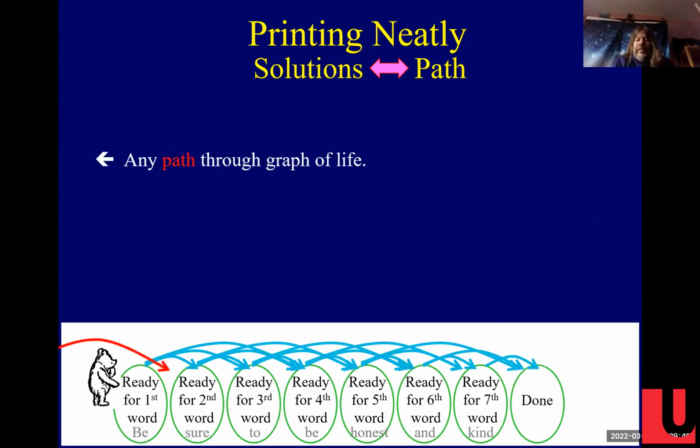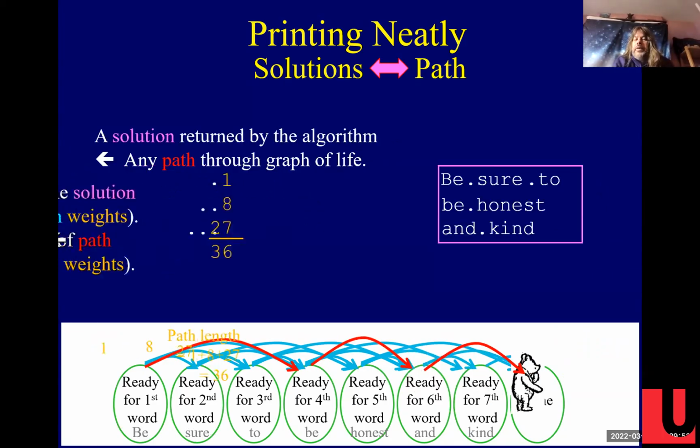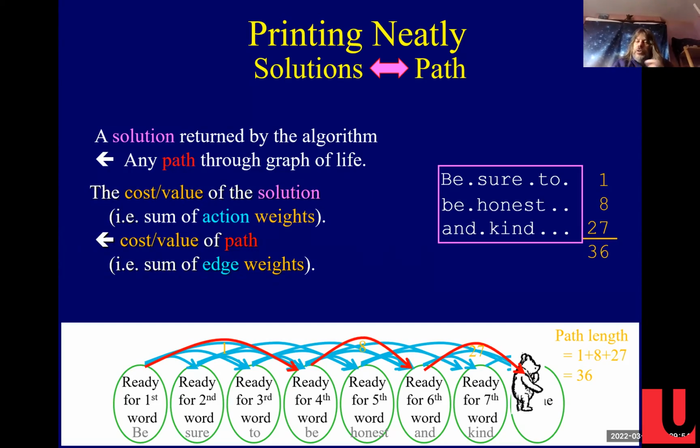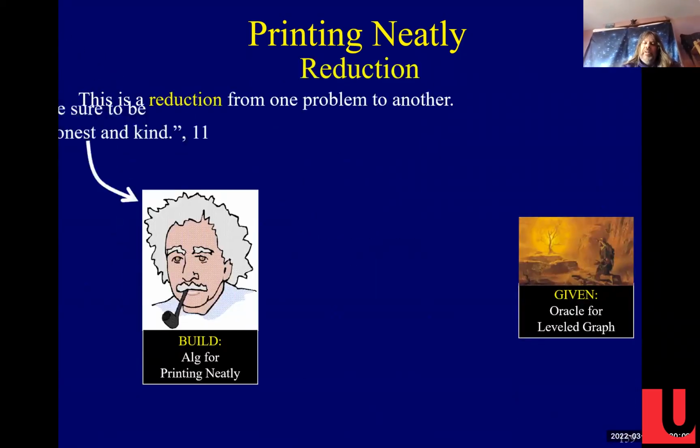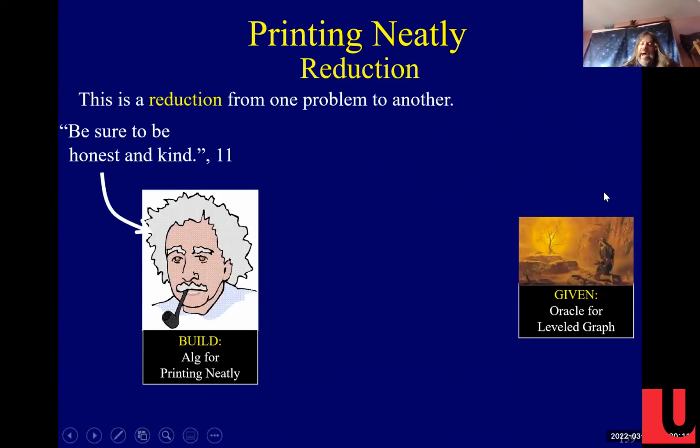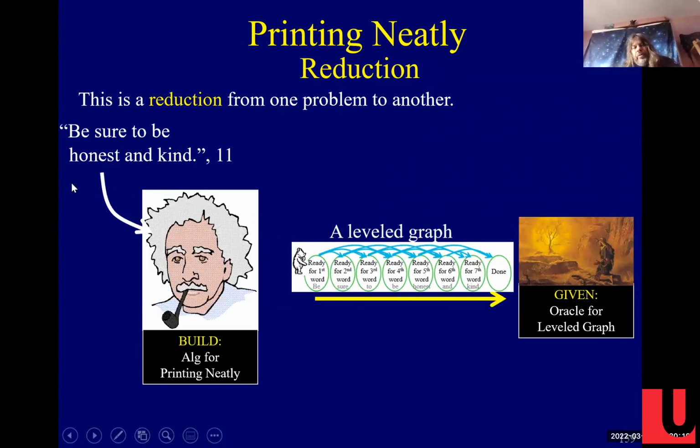And similarly, any path you take will correspond to a solution with the cost. So there's a one-to-one mapping between possible solutions with their cost and possible paths with their cost. Everybody buy that? And so we're going to be doing this reduction. We have an algorithm for solving the level graph problem. We're given an input to the printing neatly problem, and this input defines the graph.